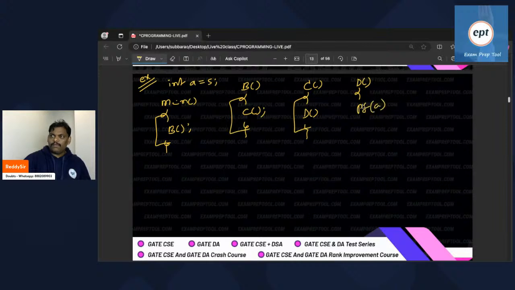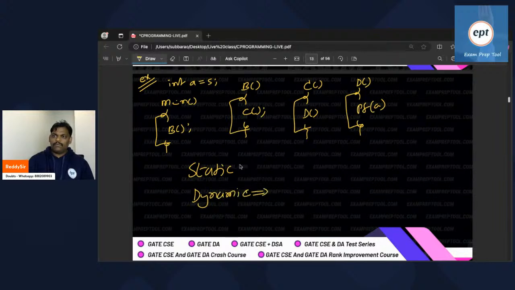Printf A. Can anyone guess what is the answer for this? Print A. Static scoping, what is the answer? Find out yourself. Dynamic scoping, what is the answer? Find out yourself. Try to give the answer, everyone. What is the output of this program? I want the answer from you.